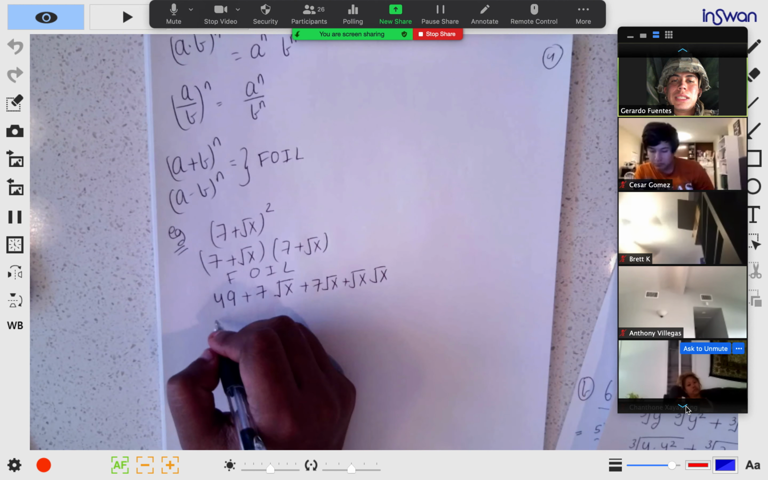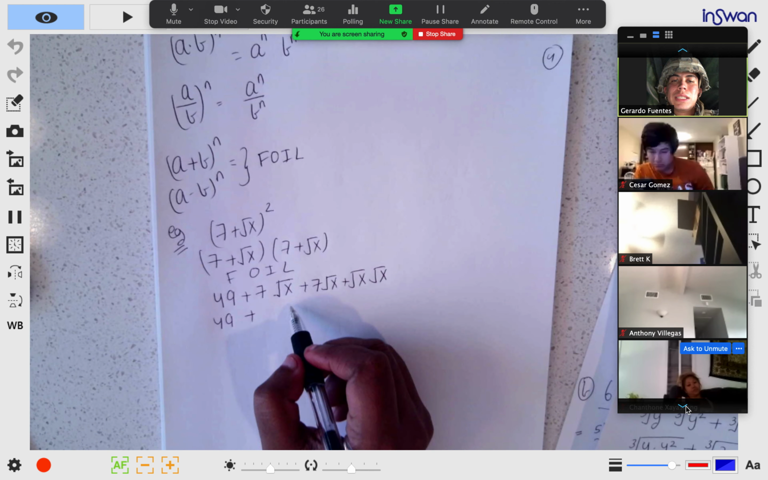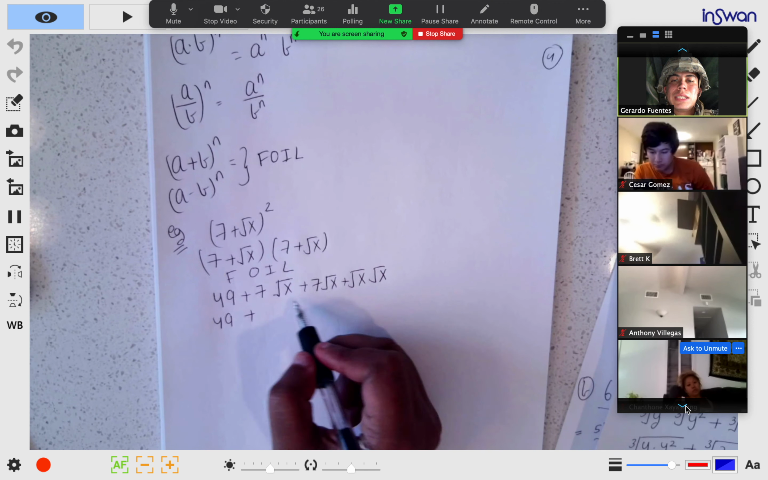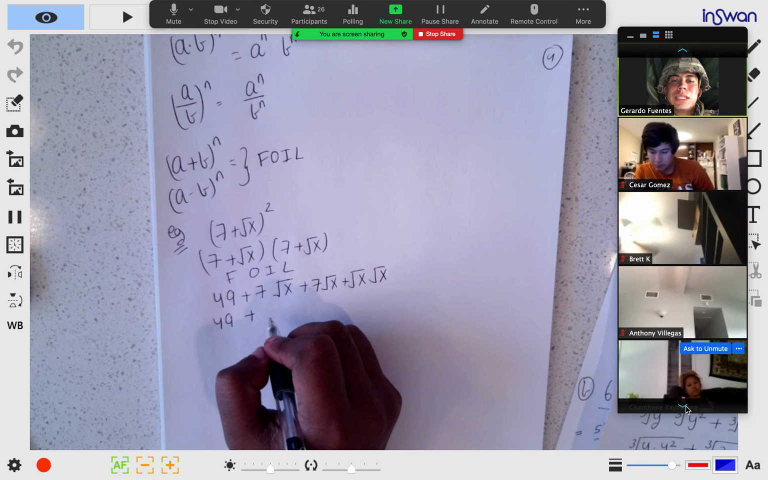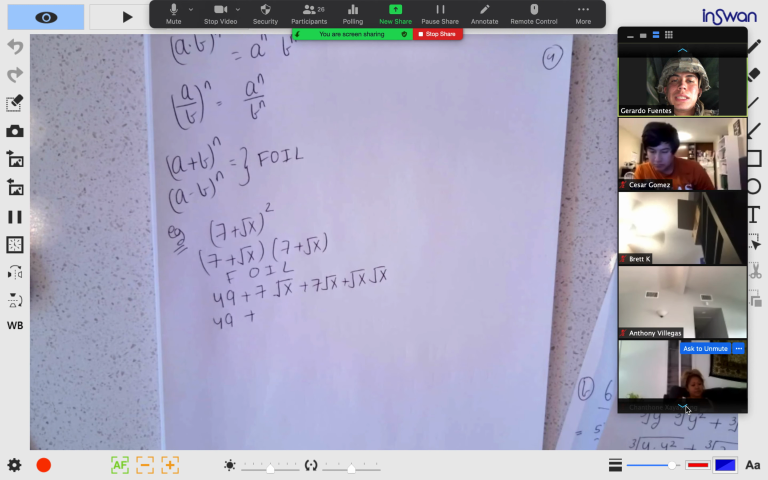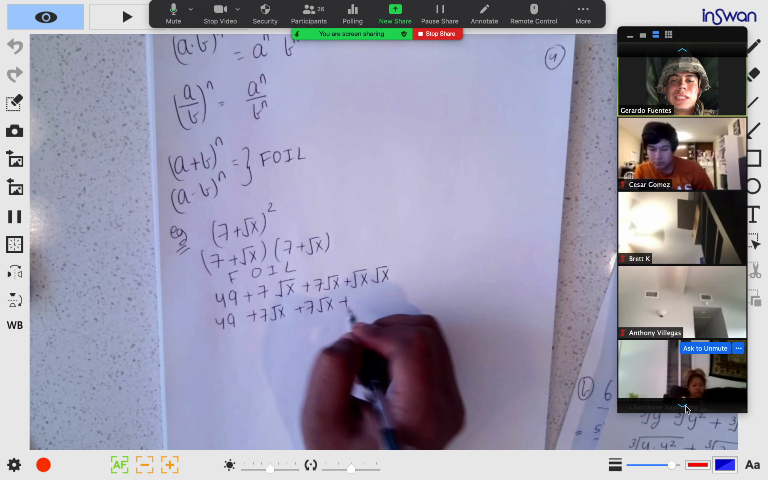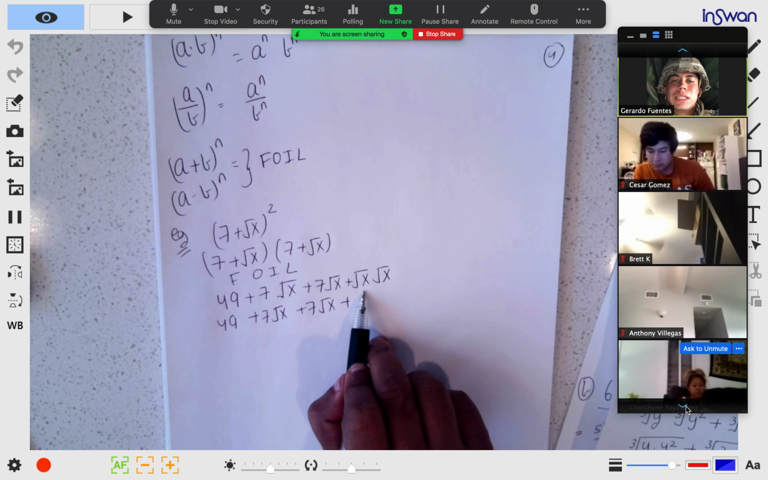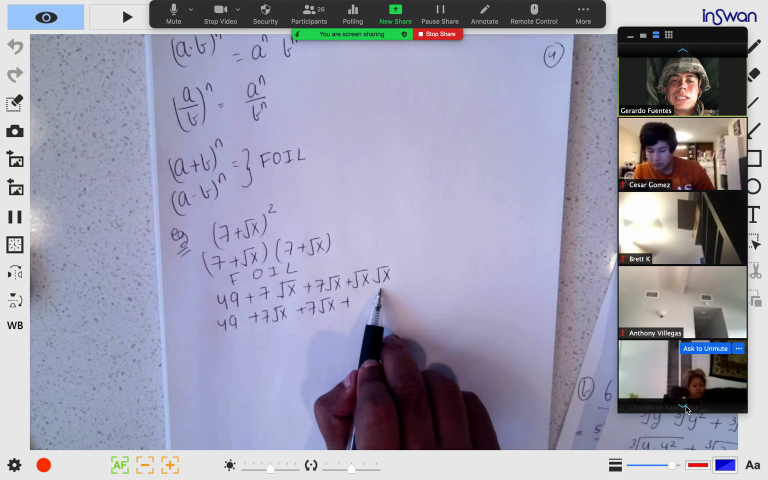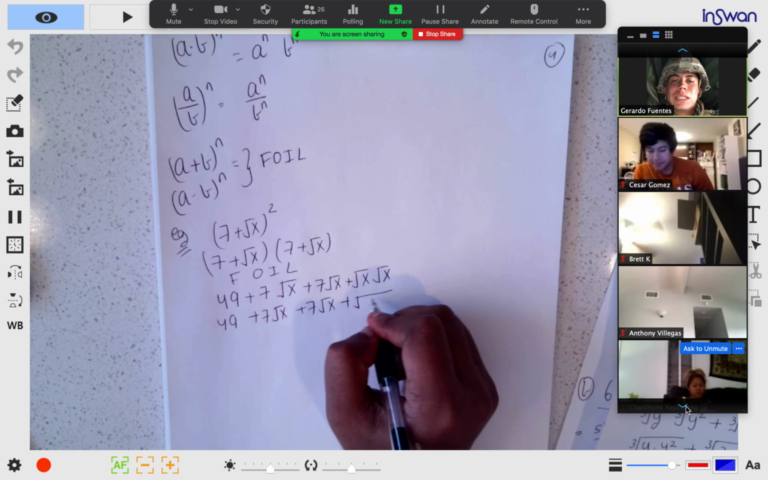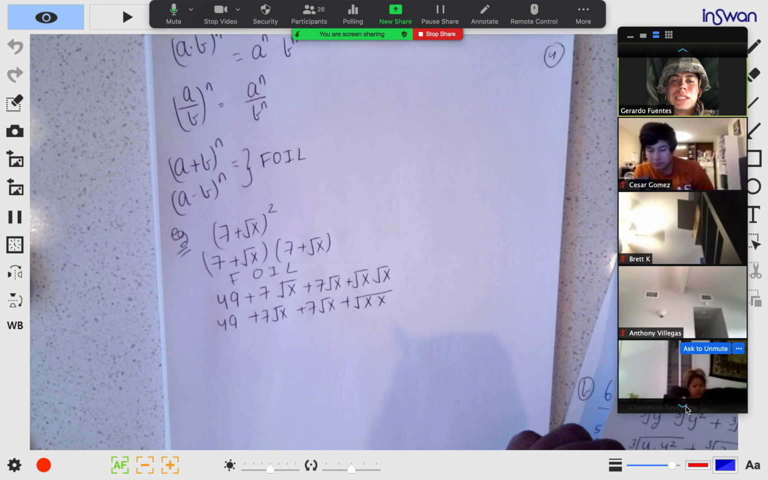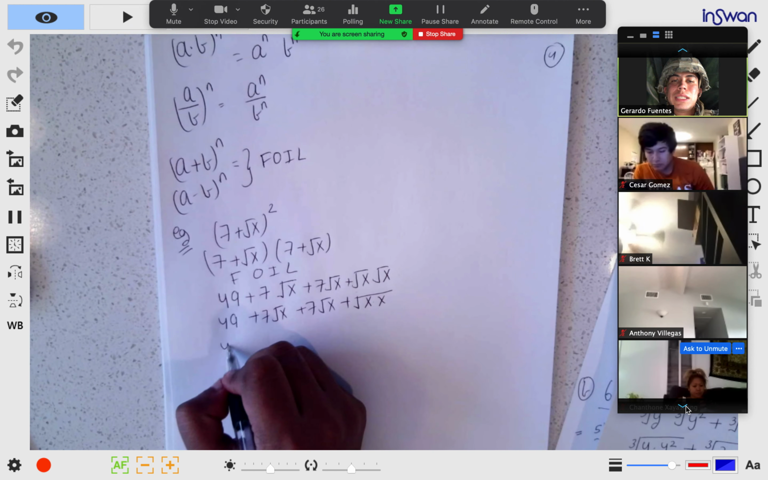Can you combine these two? Yeah, so 49 plus 7 is 56. No, you cannot. Oh wait, I'm tripping. My bad. Sorry. How did we do it last time? Let's keep this as it is right now. Can I combine these two, the square root x's? So it's x squared, so it ends up being just x. Yes, exactly. It's going to be just x.